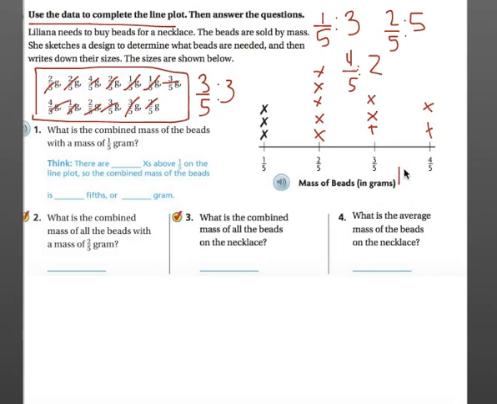So I'm going to write a little 13 down here so I know how many I have altogether. My first question says, what is the combined mass of the beads with a mass of 1/5? So it wants to know, what's the combined mass if I were to add up all my 1/5 beads? Well, that's easy. All I need to do is take 1/5 and multiply it by 3 because I have 3 beads that are 1/5. So if I were to multiply, it would be 3/5. Simple as that. Just multiply how many beads I have by how much they weigh, and I can write my answer here.